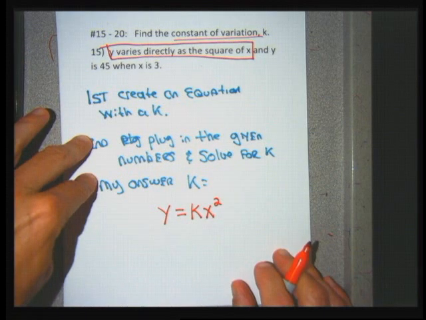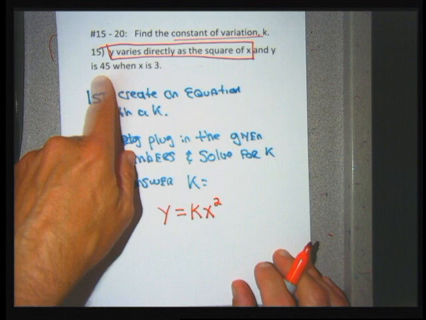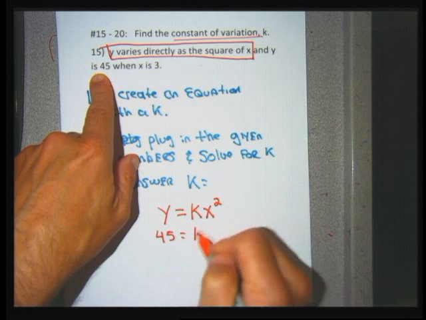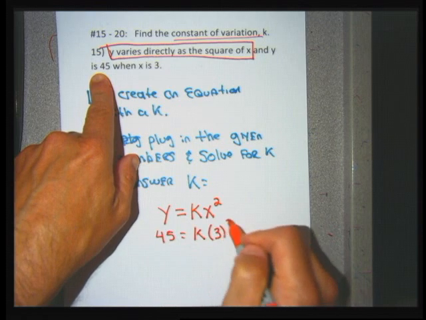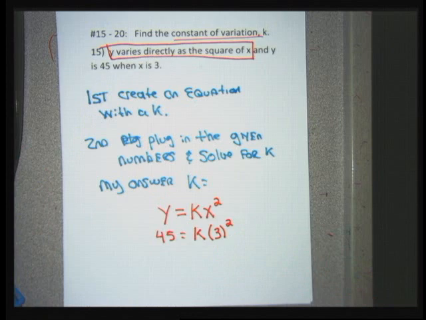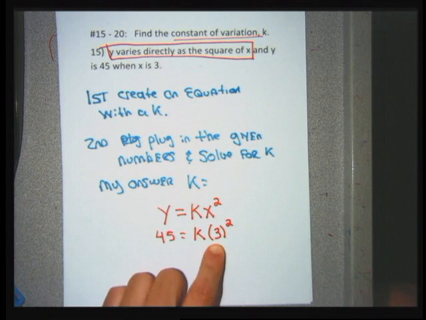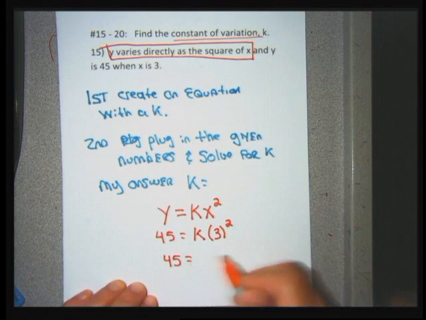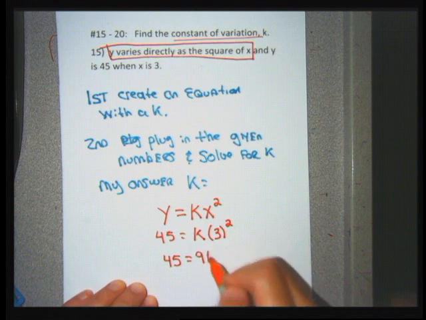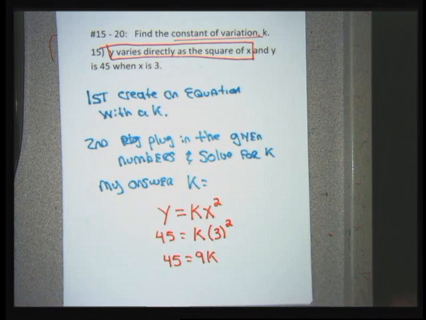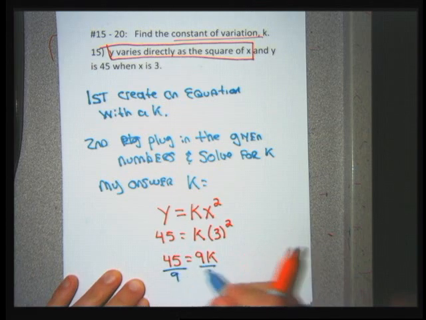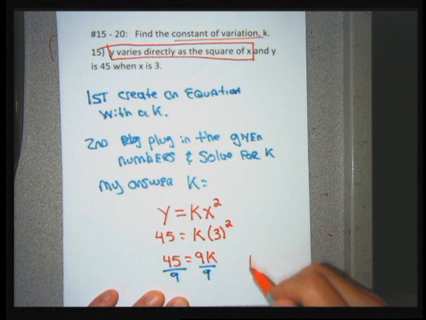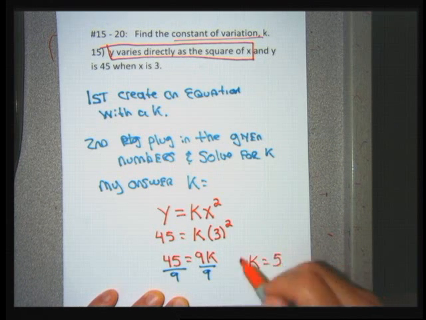Second, I'm going to plug in the given numbers and solve for K. The given numbers are y is 45 when x is 3. So I'm going to go 45 equals K. And I'm going to put the 3 in parentheses because of the exponent. Now I'm just going to do simple algebra to solve this for K. First thing I'm going to do is the exponent. 3 squared is 3 times 3 is 9. And I can write 45 equals K times 9, or I can write 45 equals 9K. They're both equivalently correct. To finish this up, I divide both sides by 9, and I get K. And then 45 divided by 9 is 5. The answer to problem 15 is just going to be K equals 5.